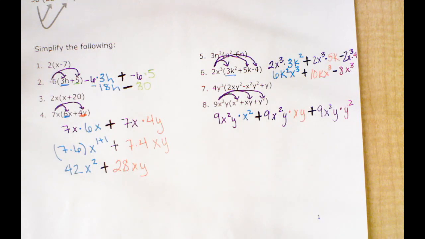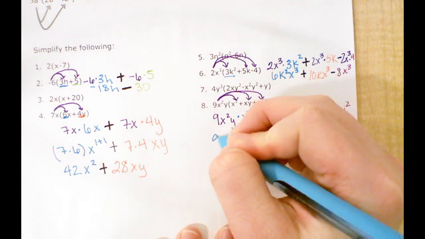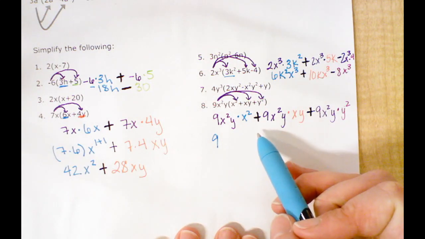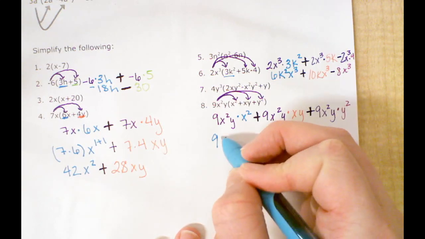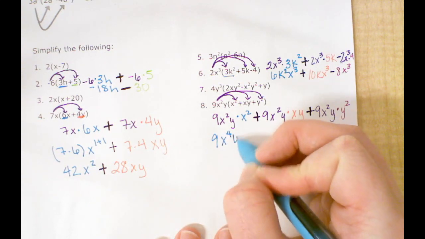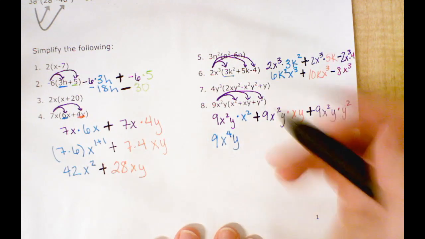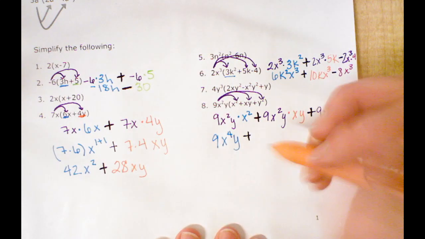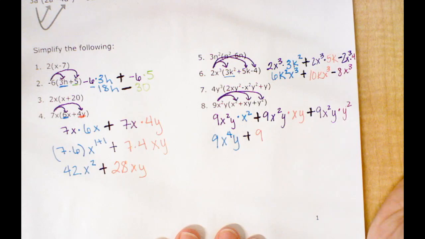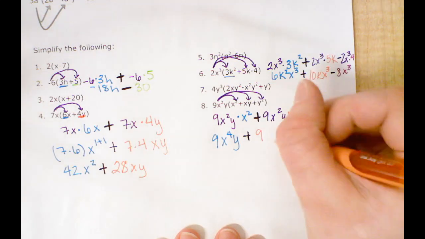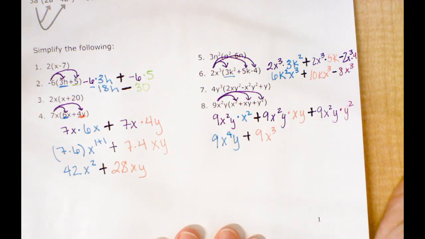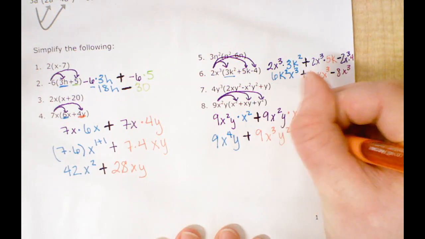All right, we have 9 times 1. What is that? 9. We have x squared times x squared. What is that? X to the 4th. And we have y, which we just bring down. Plus. We have 9 times 1 again. What is that? 9. Then we have x squared times x. What is that? X cubed. Then we have y times y. What is that? Y squared.